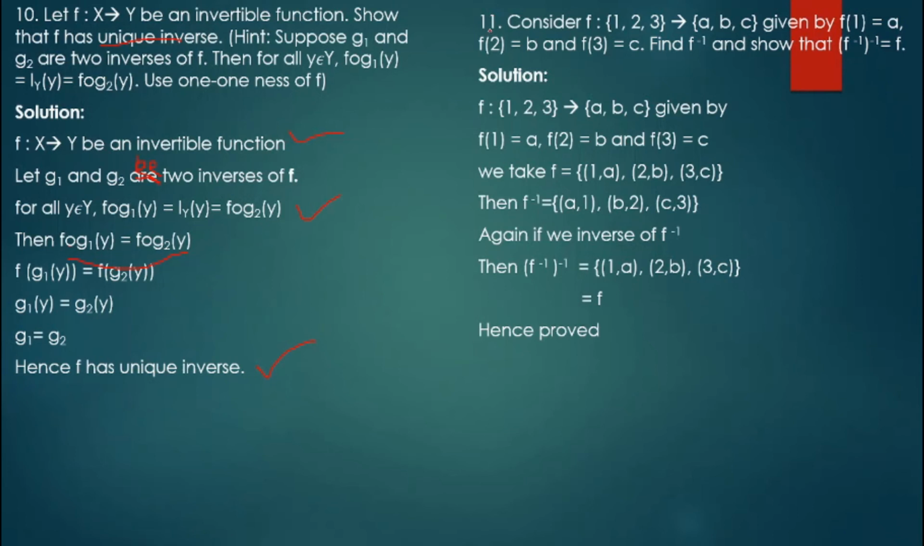Okay, next 11th question. Consider f: {1,2,3} to {a,b,c}, given that f of 1 equal to a, f of 2 equal to b, f of 3 is equal to c. Find f inverse and show that f inverse of inverse equal to f. It's very easy actually. When you see the question you feel it's tough, but it's very easy. So first we write our given.